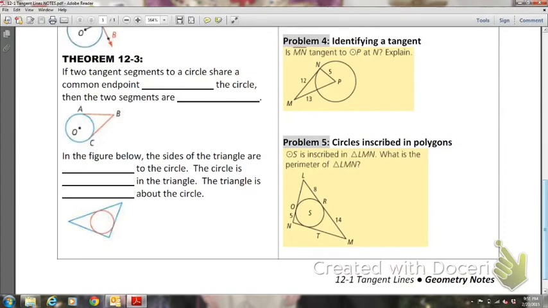And the next problem, you're identifying a tangent, and it asked, is segment MN tangent to circle P at point N? And you need to explain that. So we need to determine, is it a tangent or not? So we need to know, is this a right angle where MN meets the radius NP? Is that a right angle or not? So the question is, is this a right triangle? The other thing that's a little confusing about this diagram is this 13 applies to that entire side. So the length of MP is 13.